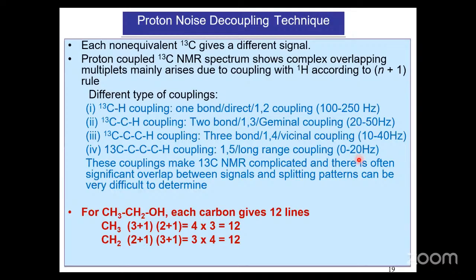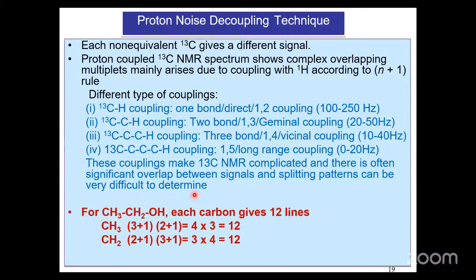You must remember the coupling constants for hydrogens. If you take the olefinic coupling for trans, it comes around 18 to 19 hertz. But here you just see the couplings. So these couplings make C13 NMR very, very complicated. And therefore, you will always see a significant overlap in the proton coupled C13 spectrum, and the splitting pattern is very difficult to determine.